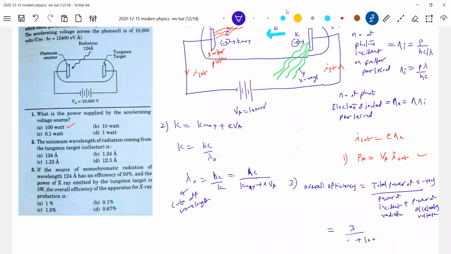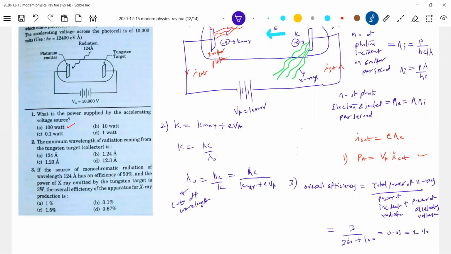It was 100 watt. 50% efficiency means what? To have the same conditions, to have that same saturation current, it should come with 200 watt. No? Overall efficiency into 100%, I'll write it. 0.01, or 1%.